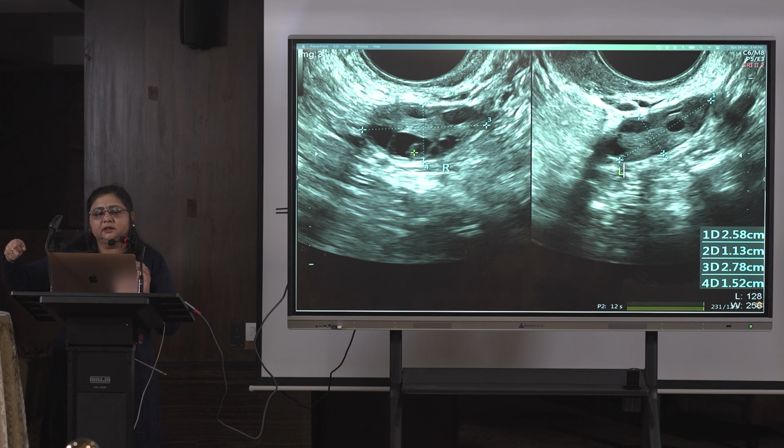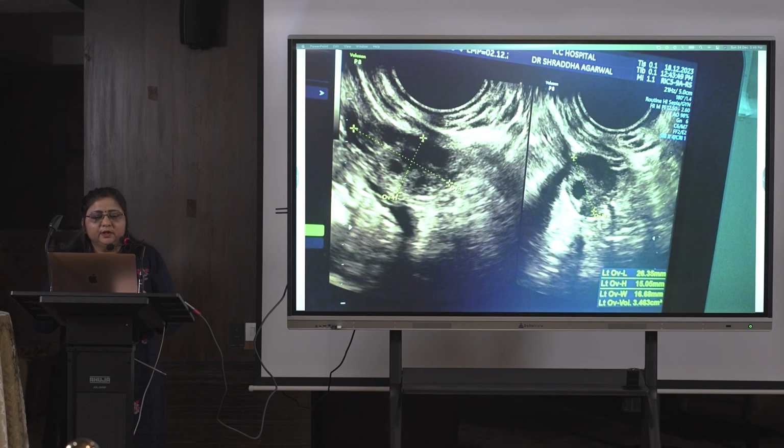Then I have to take the third dimension of the ovary, that is the width of the ovary. So what will I do? We don't have to turn 90 degrees like this as we were seeing in the abdomen. We just have to tilt like this. So we will take the breadth of the ovary like that. So here I have taken 3 dimensions. You can see length, height and width of the ovary.